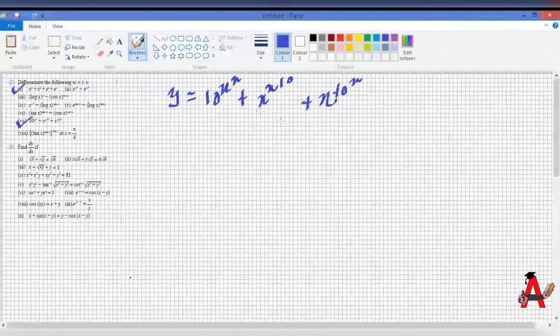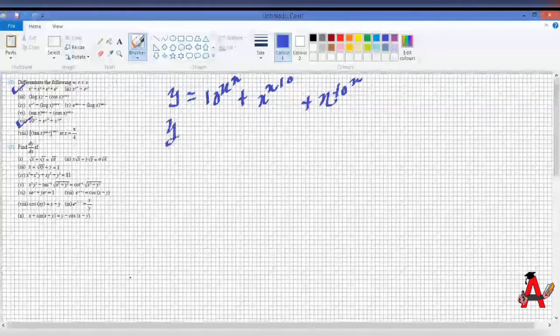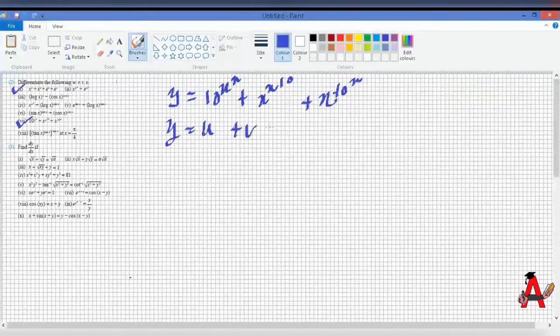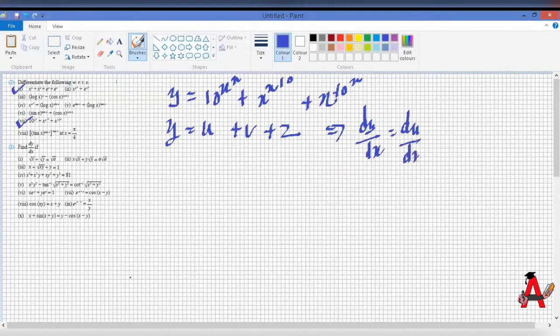Here since all the terms are in power, you'll have to first write y is equal to u plus v plus z. So that you have y which is u plus v plus z. Then you have to solve it as 3 different questions and add the derivatives. Therefore, their derivative dy by dx will be equal to du by dx plus dv by dx plus dz by dx. This is how you have to do.